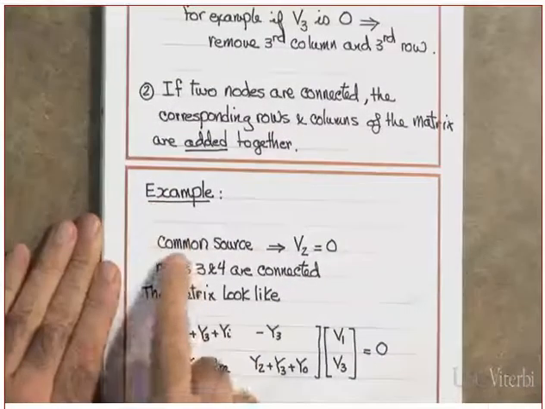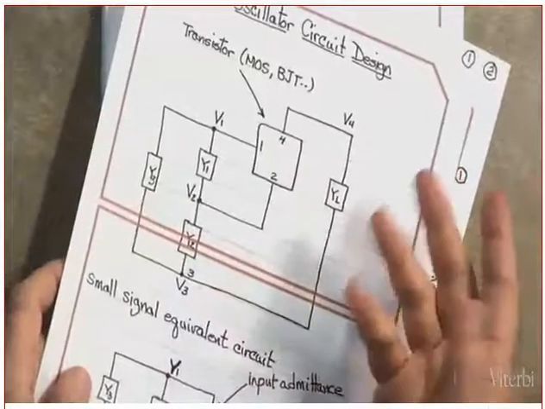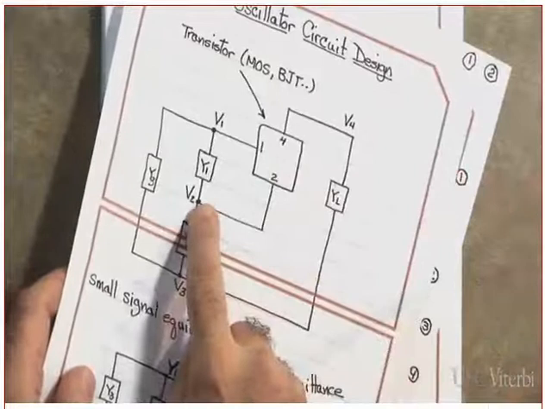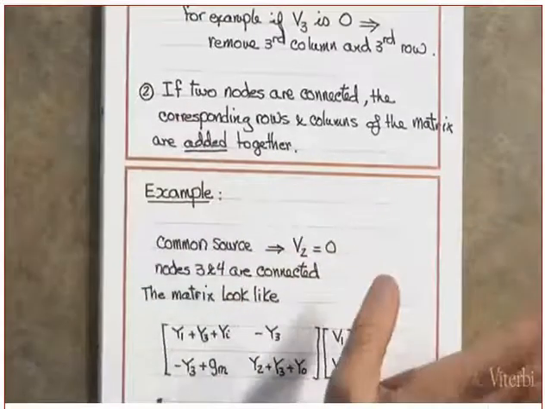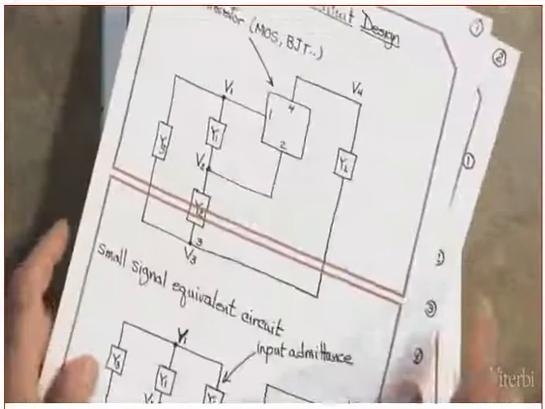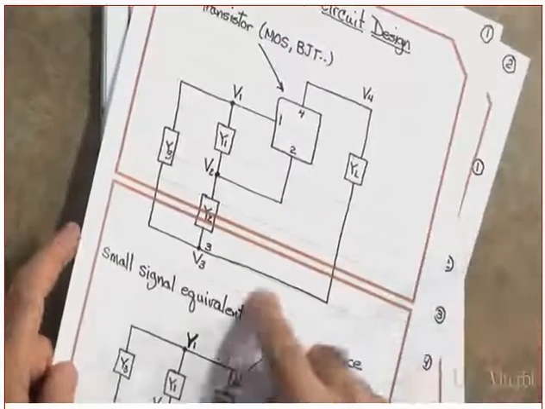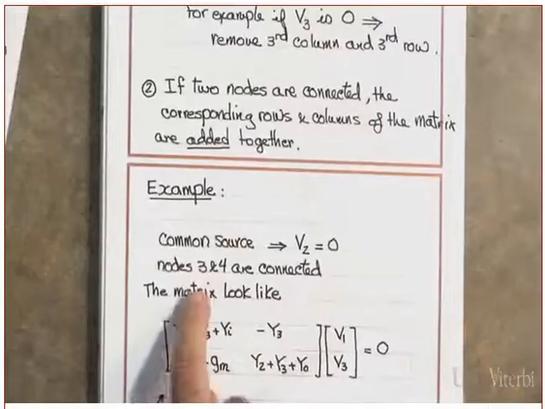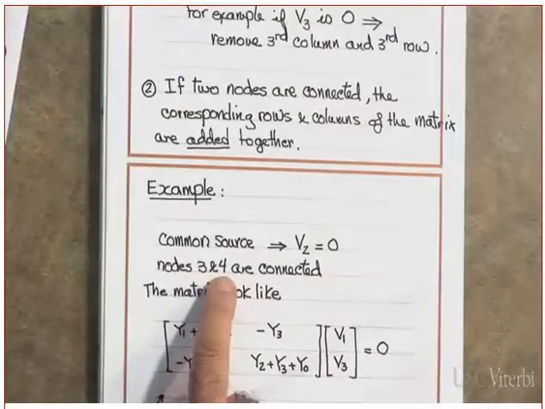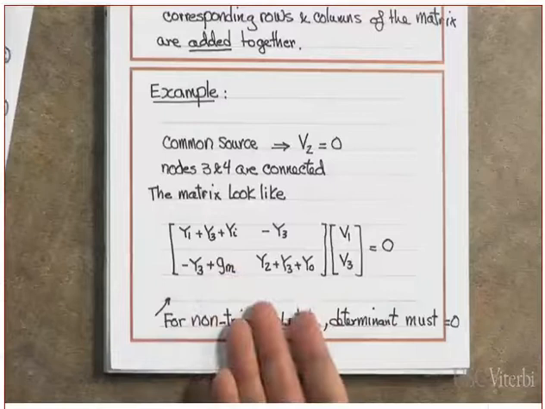Okay, so let's take an example. The common source is what? V2 equal to 0. If I want common source, V2 equals 0. Yes? So what do I do? I remove the second row and the second column. And 3 and 4, where are 3 and 4? The 3 and 4 are attached together. Yes? Which means I add the third column and the fourth column. When you simplify the matrix, this is what you get. Did you get my point or not?